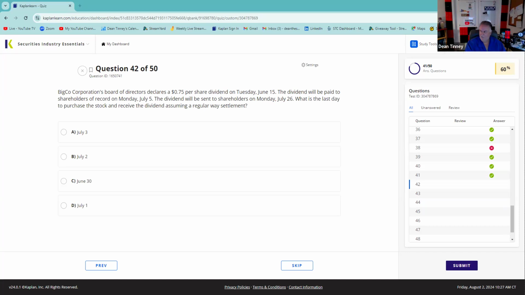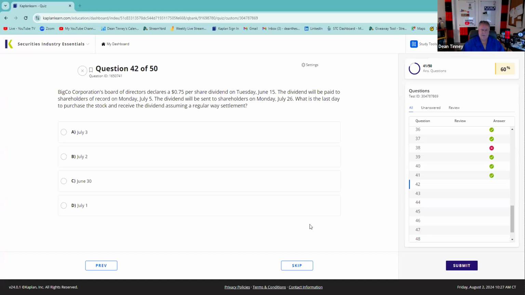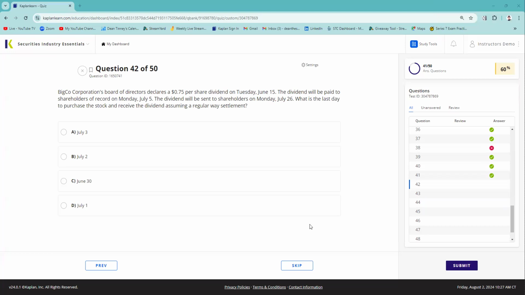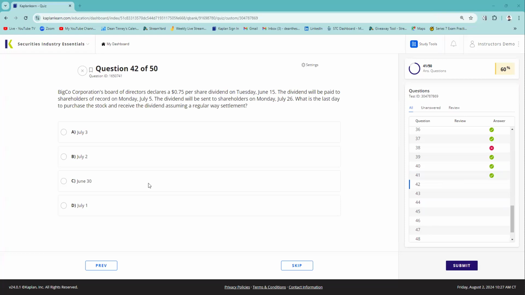What is the last date to purchase the stock and still get the dividend? They're asking us for the day before the ex date. The order is declaration, ex-dividend, record. Here the ex date is Monday, July 5th. So we need to buy it the day before. You can't buy it on Sunday, July 4th, or Saturday, July 3rd. You're going to have to buy it on Friday, July 2nd, the day before the ex date.